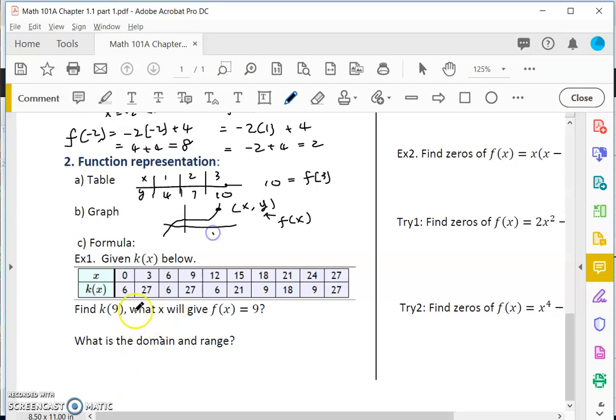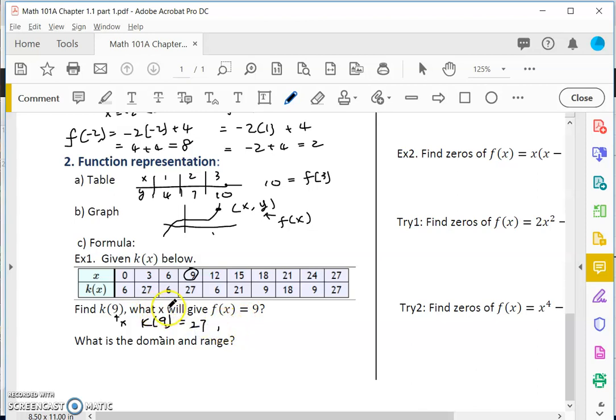So in each of these notation representations, we'll do an example. I have a k of x given as a table. What is k of 9? So remember, 9 is x, the input. So x equal to 9 is here, and my corresponding y is 27. So we say k of 9 equal to 27.